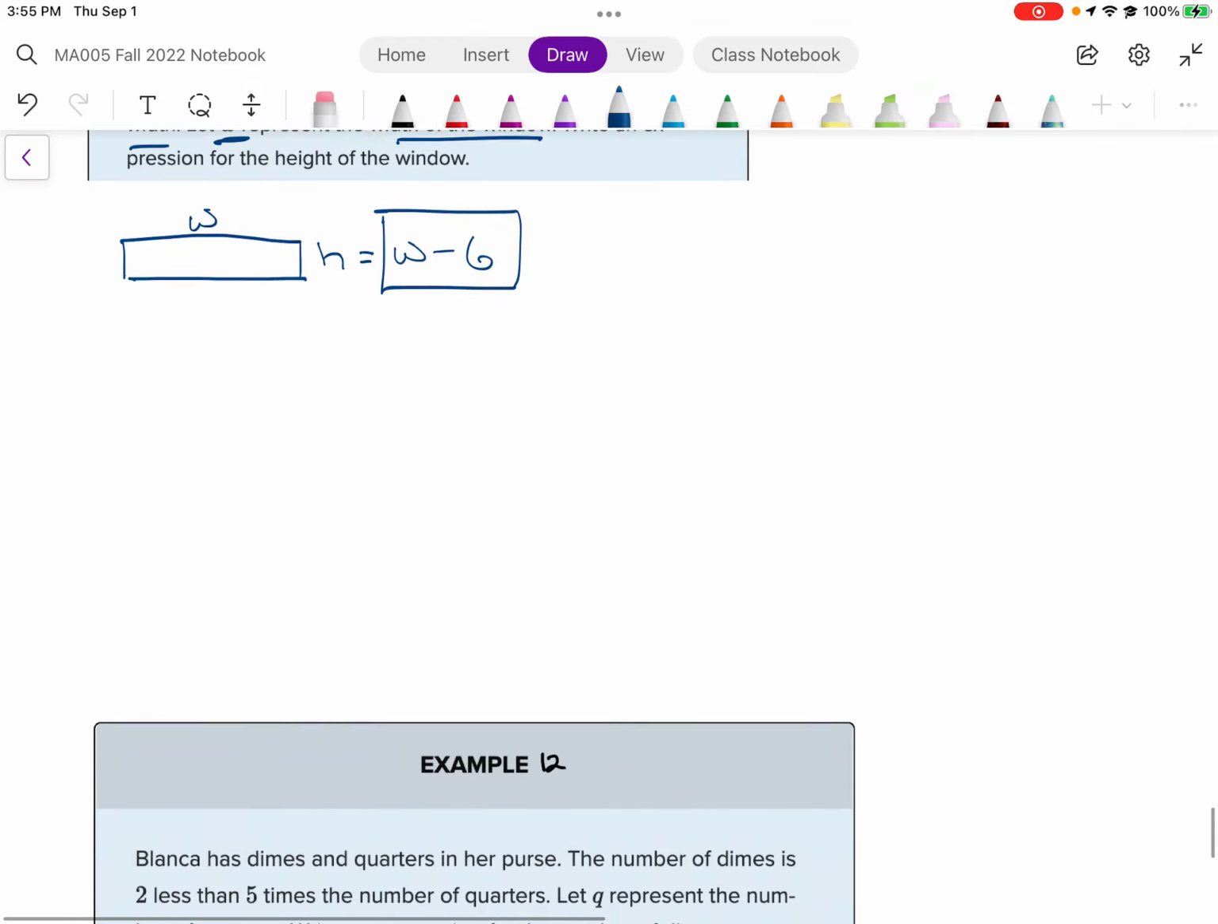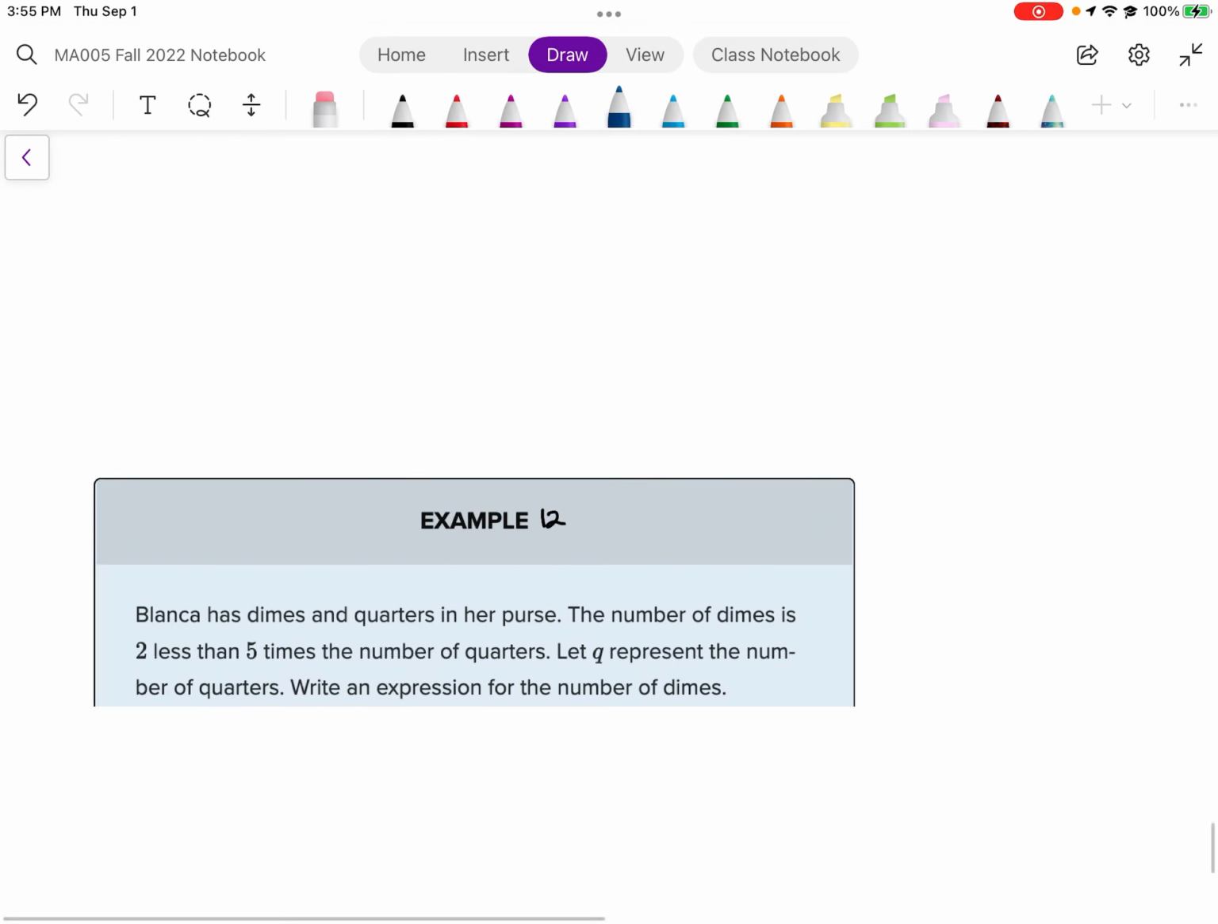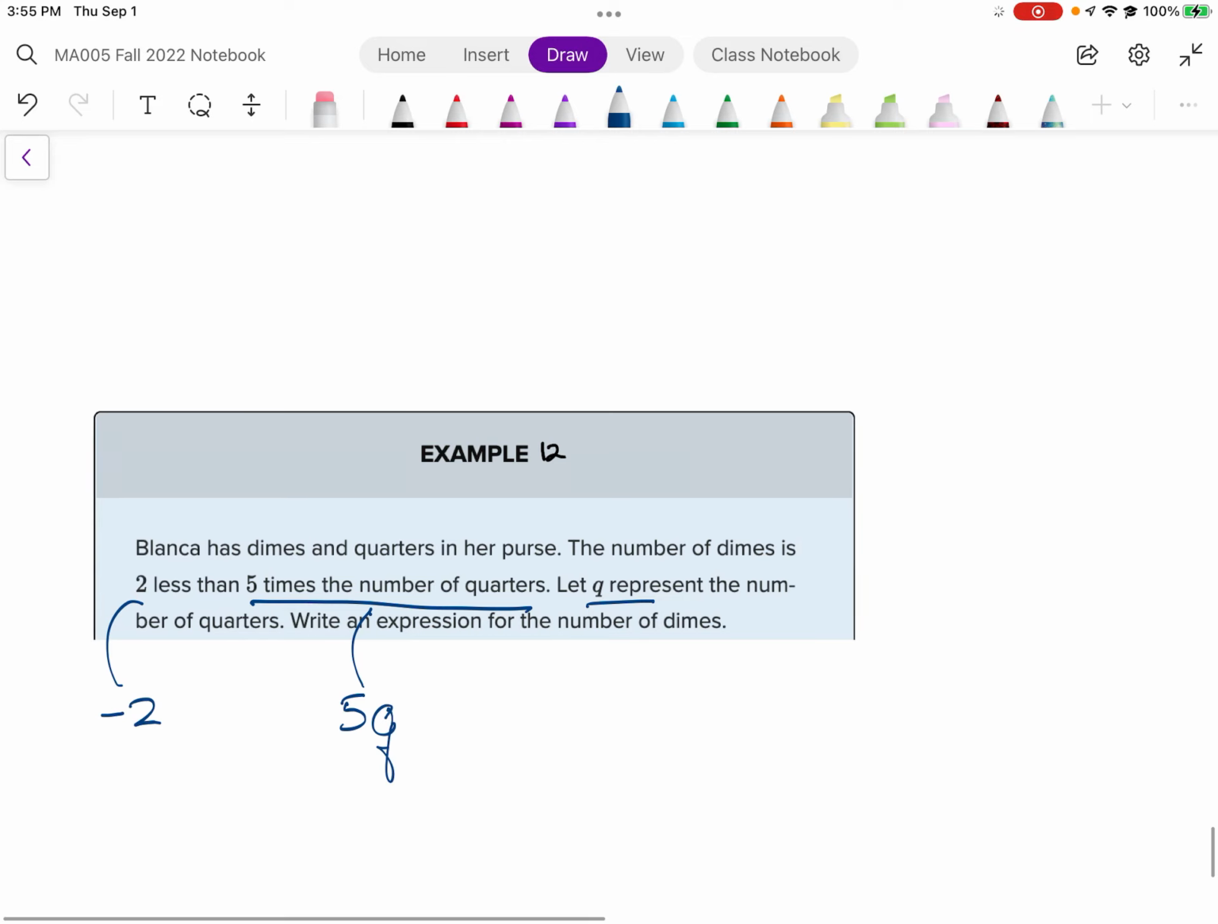So watch the vocabulary. All right, Blanca has dimes and quarters in her purse. The number of dimes is 2 less than 5 times the number of quarters. All right, so 2 less means subtract 2. 5 times the quarters, Q is going to be quarters, so 5Q. Write an expression for the number of dimes. Well, 2 less than 5Q, so 5Q minus 2. Okay, 5Q minus 2. All right, and that is it.